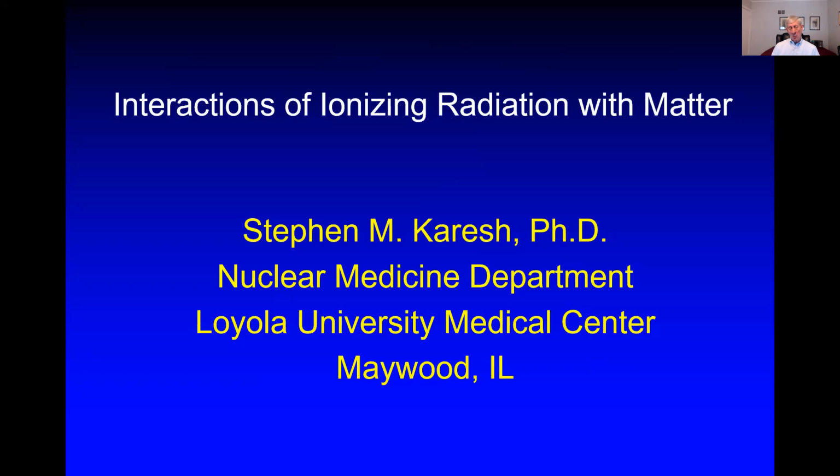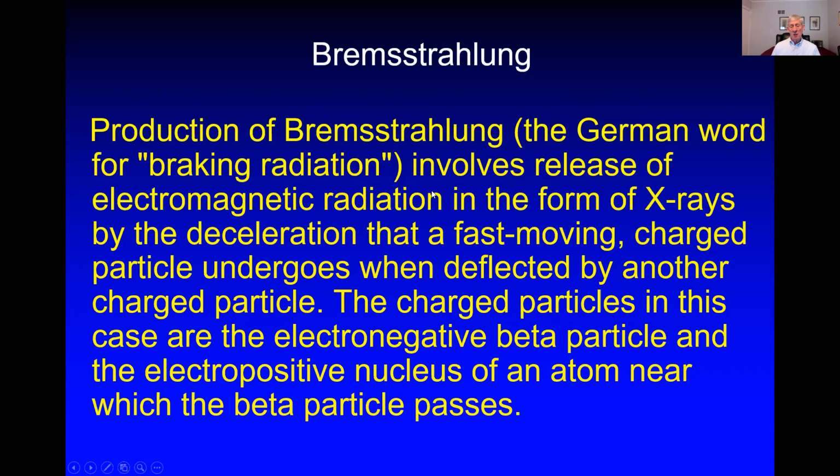The key word there, by the way, is ionizing. There are lots of kinds of radiations that travel at the speed of light. They're electromagnetic, but they're not ionizing. For example, visible light, ultraviolet light, infrared light. Those are not ionizing radiations, and most of what we're going to talk about will not be applicable to those kinds of radiations. We're going to be specifically talking about alpha, beta plus, beta minus. Those are the particles. And then X-rays and gamma rays, those of course are the photons.